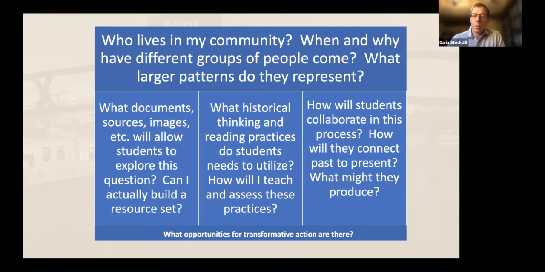Then you think about what the historical thinking and reading practices are that students need to utilize. How will I teach and assess these practices? Starting small becomes the key. If students haven't done a lot of work in historical reading, if they're not familiar with Wineburg's sourcing, contextualization, and corroboration, the Stanford History Education Group has a ton of resources on that. If they were new to that, you might just start with 3 documents or even 2 documents.